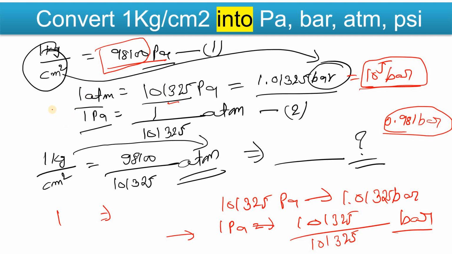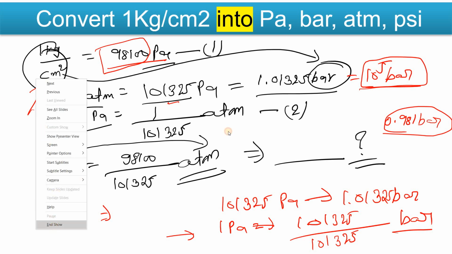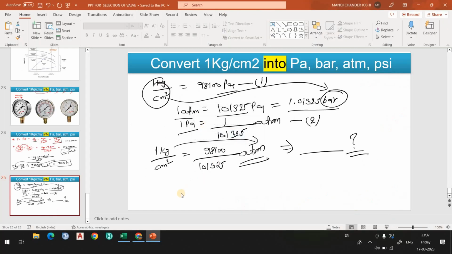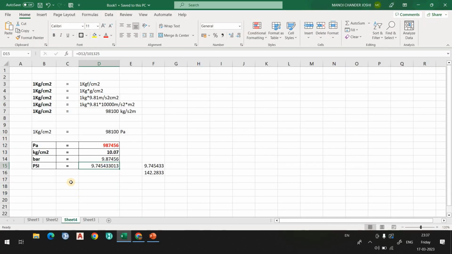Now simply you can convert it into kg per centimeter square. Okay, so I hope you got the point of what I want to tell you here. Now let's see all these unit conversions in the Excel sheet. So we know that 1 kg per centimeter square is equal to 1 kilogram force per centimeter square, that I have already discussed with you.